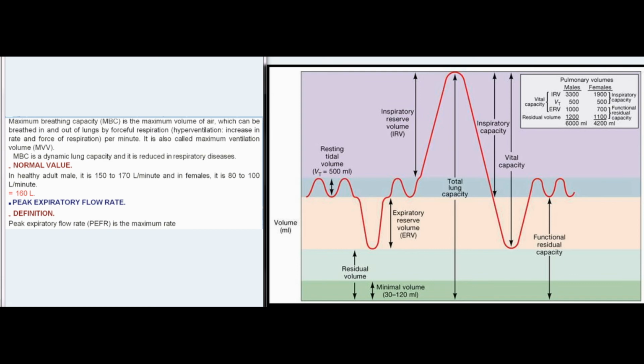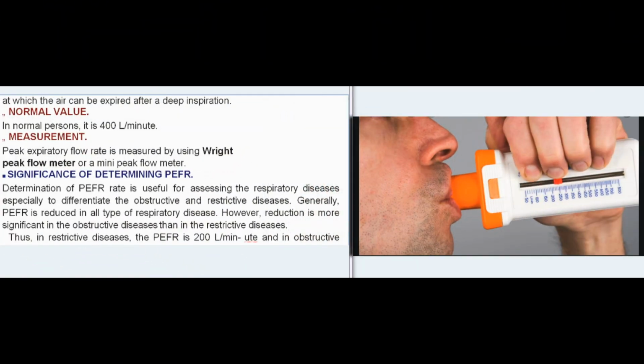Normal value. In healthy adult male, it is 150 to 170 L/minute and in females, it is 80 to 100 L/minute. Equals 160 L. Peak expiratory flow rate. Definition: peak expiratory flow rate, PEFR, is the maximum rate at which the air can be expired after a deep inspiration. Normal value. In normal persons, it is 400 L/minute. Measurement. Peak expiratory flow rate is measured by using Wright peak flow meter or a mini peak flow meter.